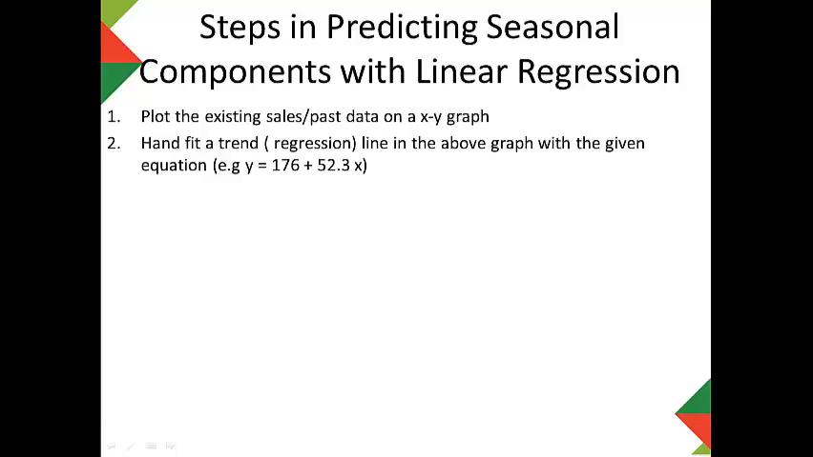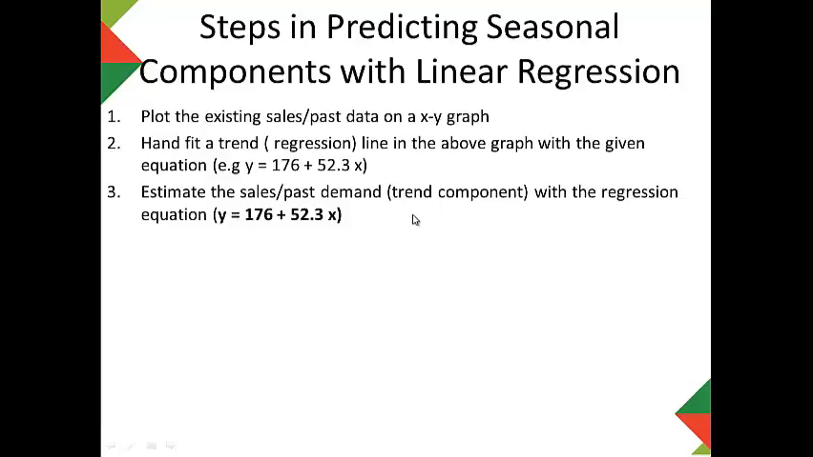Now having hand fit a trend line, we've got two things on our XY graph. The first thing is the actual data that may include the seasonality, may also include the trend, but now we have plotted a trend line as well. So having plotted the trend line, the next thing is that you would like to separate the trend component from the original or actual data. How can we do that? We'll use the trend equation.